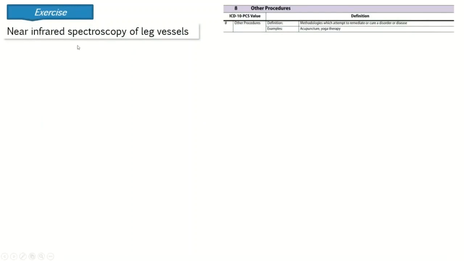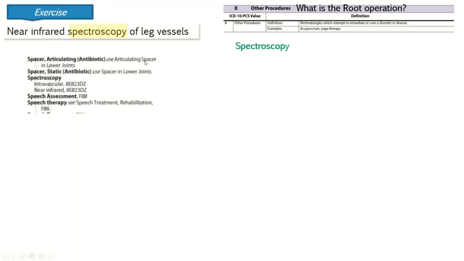Near infrared spectroscopy of leg vessels. What is your root operation? Take a guess, coders. What do you think your root operation is going to be? Other procedures? That's a good guess, but you know what it is? Your main procedure, spectroscopy. So don't be afraid to look up the main procedure anytime if you don't know where to look. So we're going to look up spectroscopy of what? Near infrared. And it takes you to code 8E023DZ.